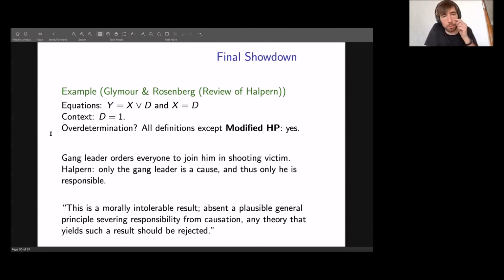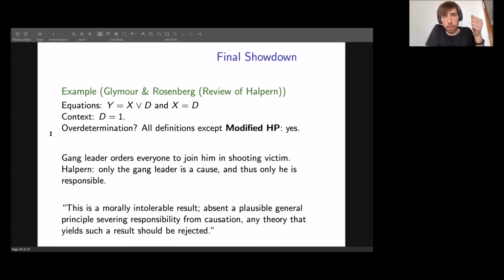The equations are, again, very simple. So we have that y equals x or d, all the variables are binary, and x equals d. And we're looking at a context in which d equals 1. So in other words, all the variables get value 1. And just looking at the equation for y, this seems to be a standard case of overdetermination.